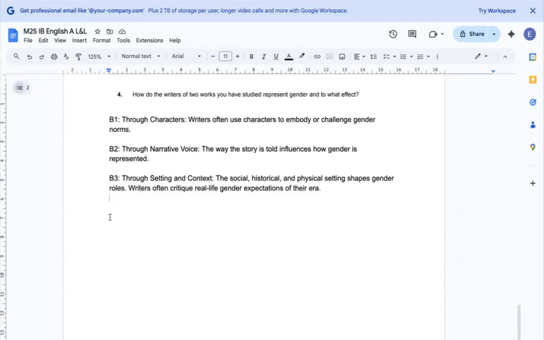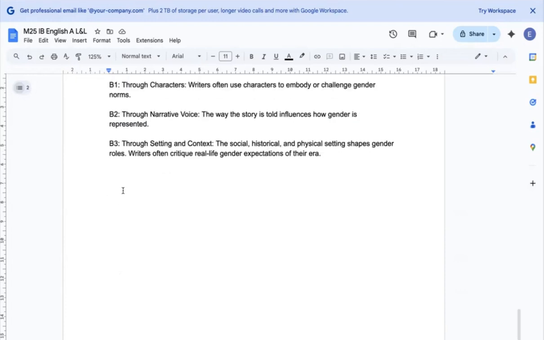And in body 3, it can be through setting and context. This one is pretty easily applicable to every text. So you analyze how the social, historical, or physical setting shapes the gender roles, such as in what age or in what era or in what year or in what social context or country, so that can work to discuss the main topic of this essay prompt.